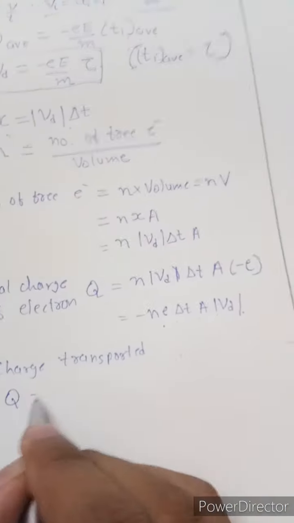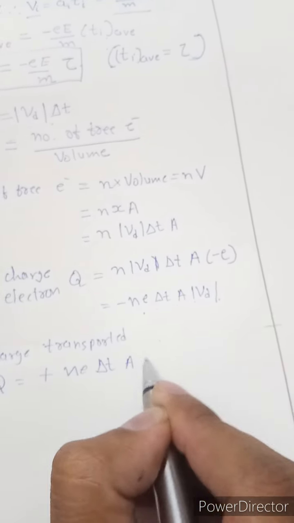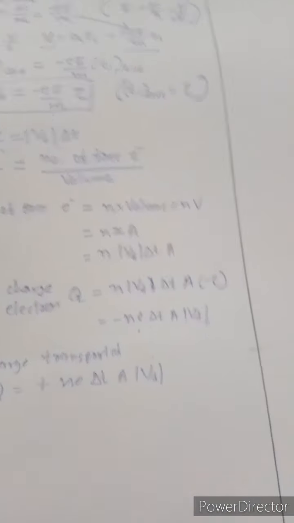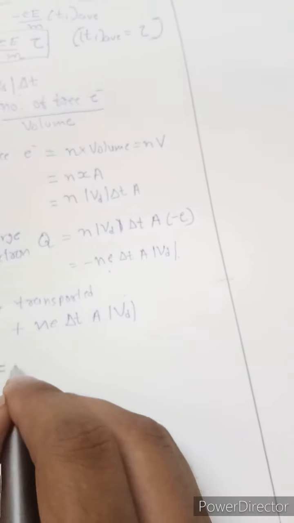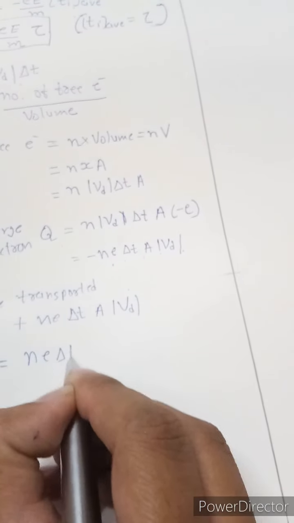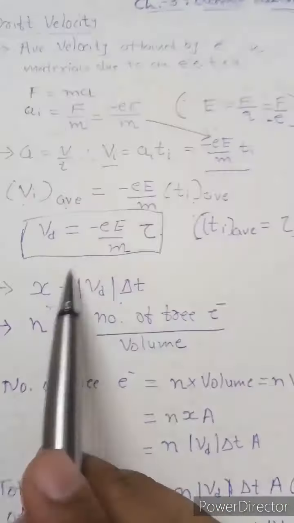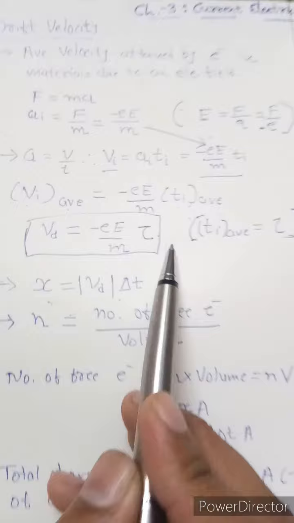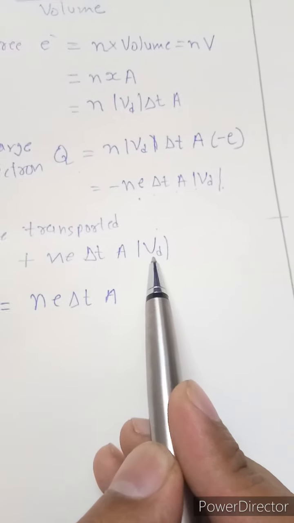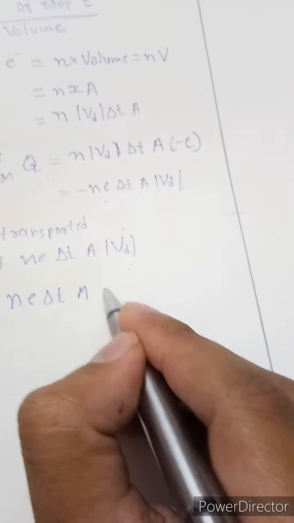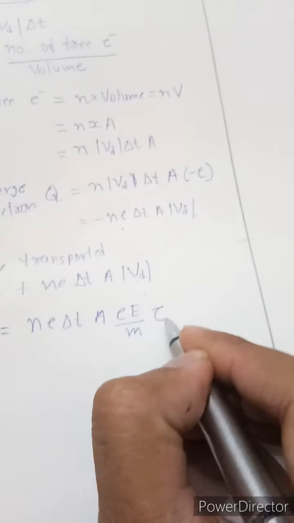The charge is given by Q = +neΔtA|Vd|. Now, as we know, the value of drift velocity Vd is nothing but -eEτ/m. Here we have to take the modulus of this. It means we will get the positive value of Vd, which is eEτ/m.